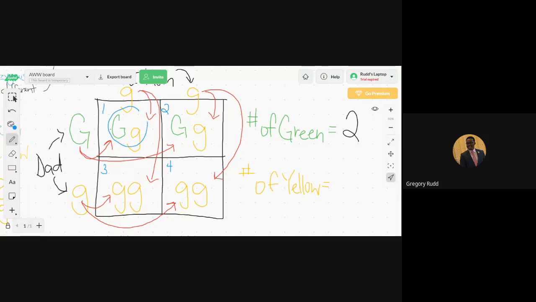This whole thing is 1 offspring. Remember, we each need 2 copies of the same gene. So 1 organism has 2 alleles, 2 letters. So that's 1 offspring. This is 1 offspring. This is 1 offspring. This is 1 offspring. So I only have 4 total offspring. So there's no way I can have 6 yellow, especially if I have 2 green. If 2 of them are green, then 2 have to be yellow. Let's take another look at this.